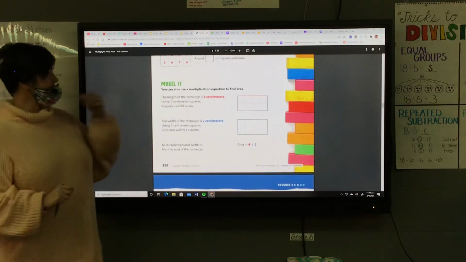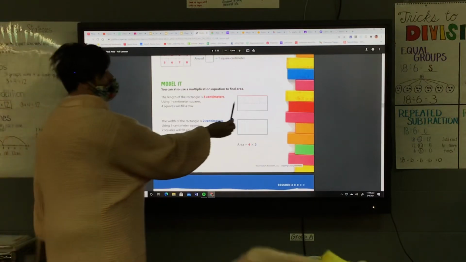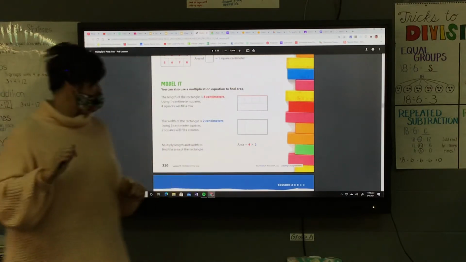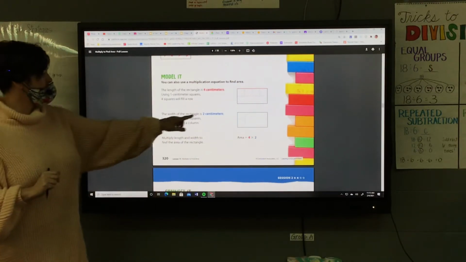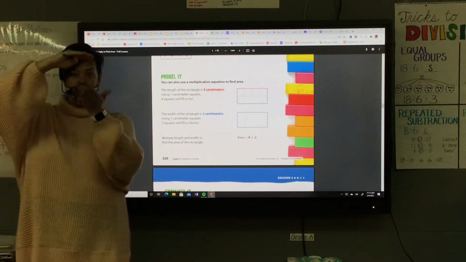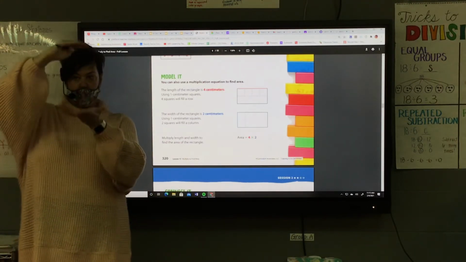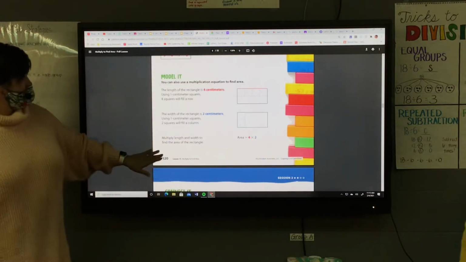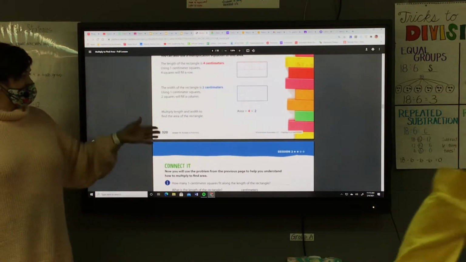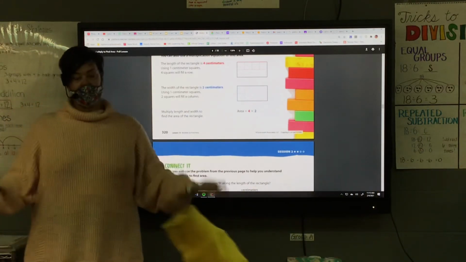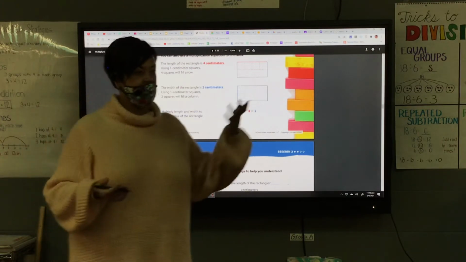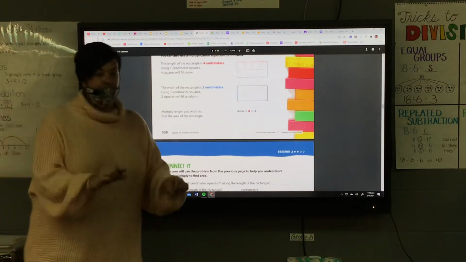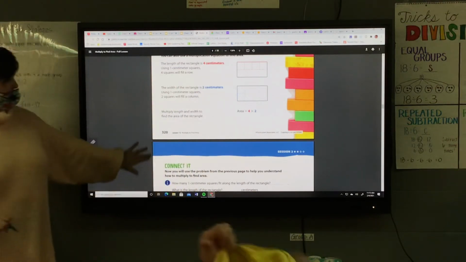All right, so they're saying the length of the rectangle is 4 centimeters. That's why they split it in 4 going across. The width of the rectangle is 2 centimeters. That's why there were 2 for the width. 2 here, 2 here, 2 here, and 2 here. So then you multiply the length and width to find the area. So we multiplied 4 times 2, and it equaled what, friends? 8 square centimeters.